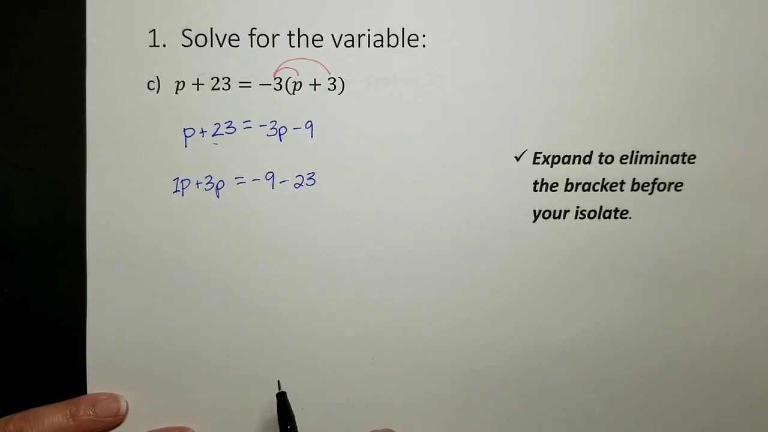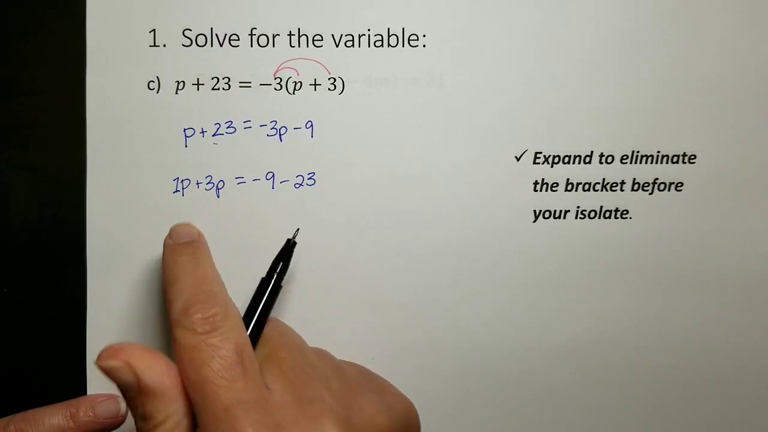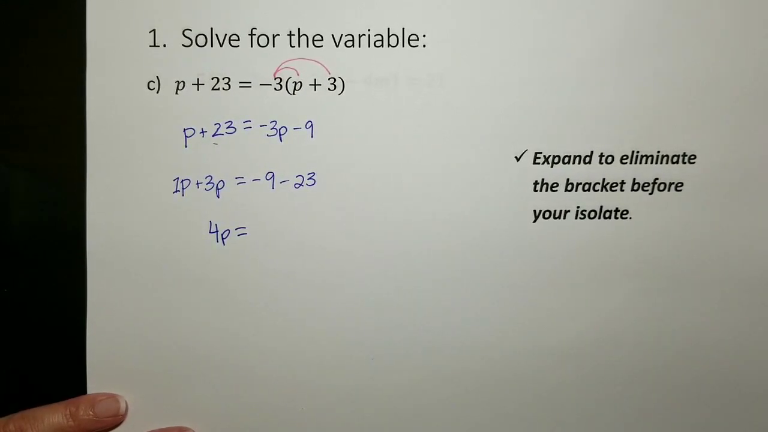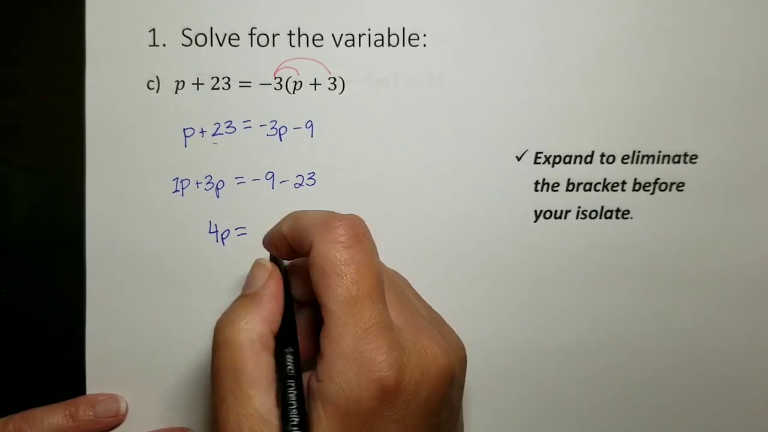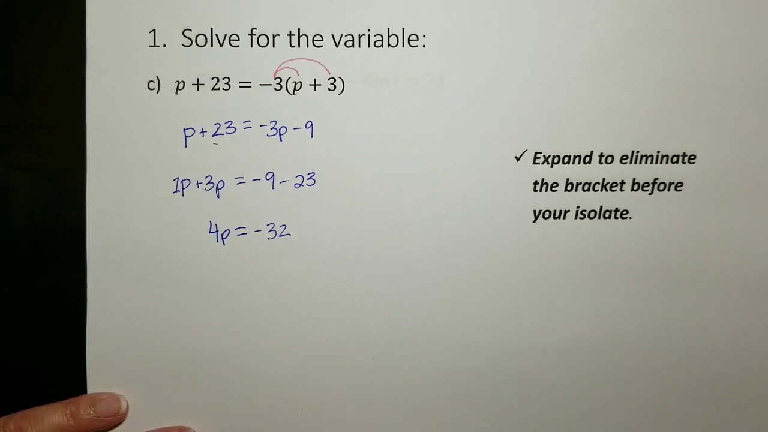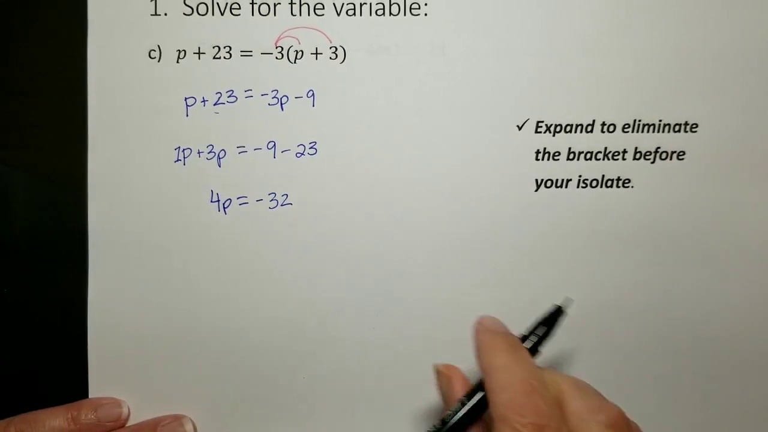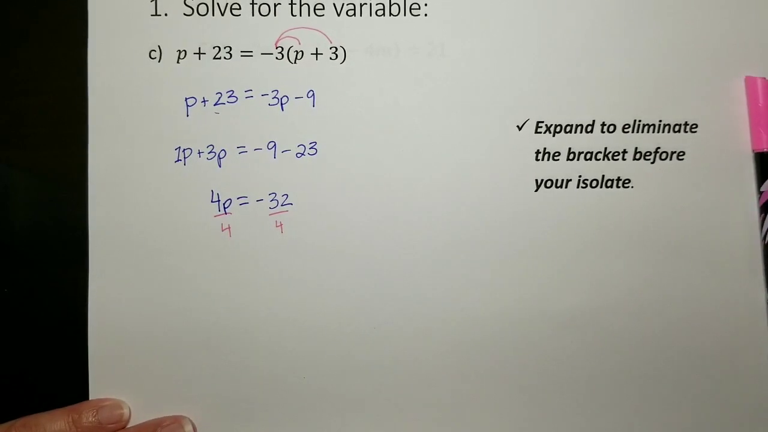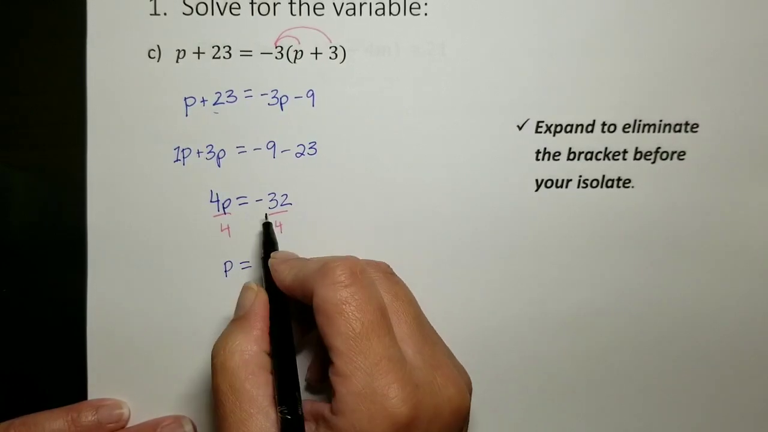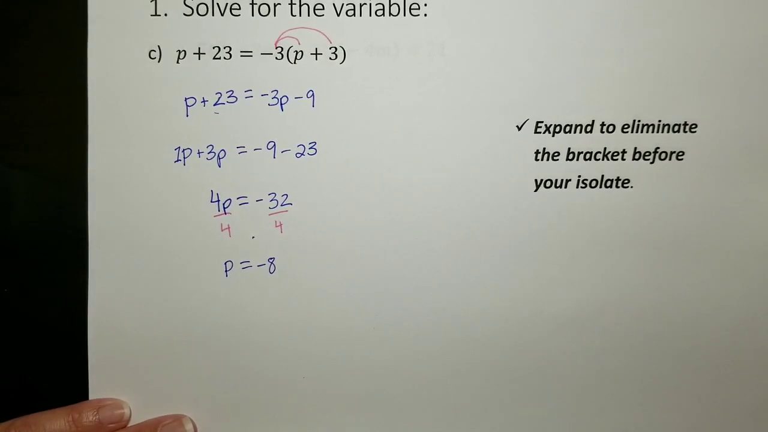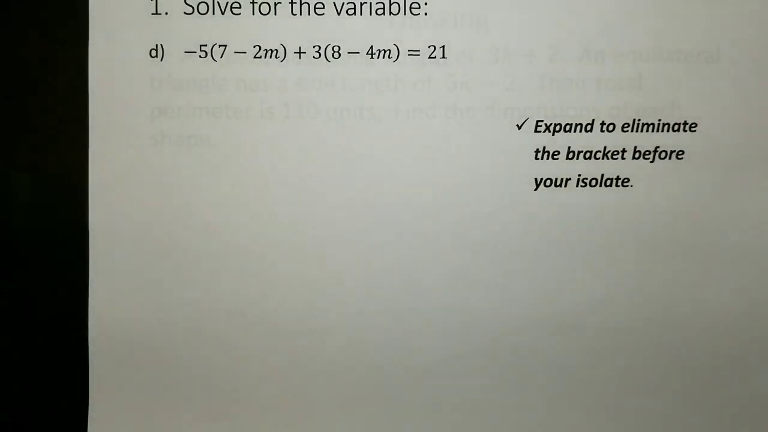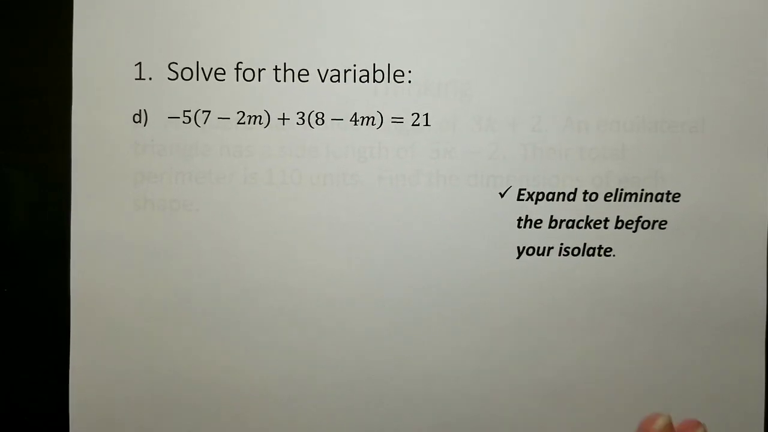Remember that just p counts as 1p when you're adding like terms. P plus 3p is 4p. Negative 9 minus 23 is negative 32. And then I need to divide, because I have 4 times p, so opposite operations of 4 times something is dividing by 4. So I get p equals negative 8 for my answer. So all of these are going to be very similar. You're just adding on a step at the beginning where you're multiplying the monomial in front times the polynomial in the brackets.